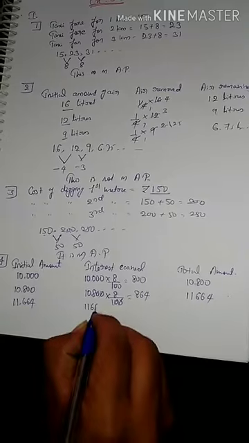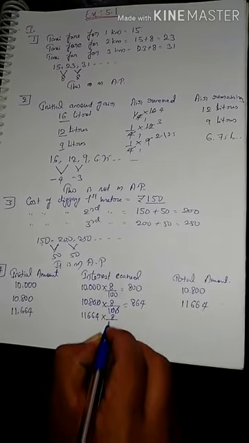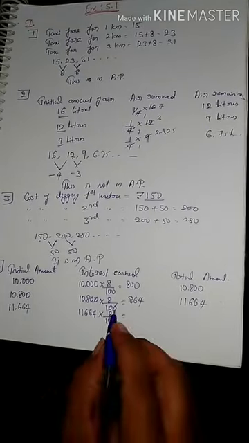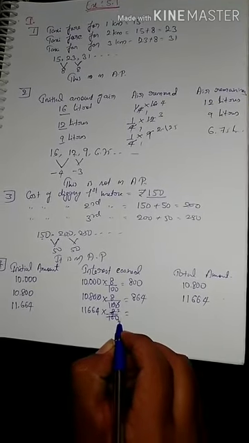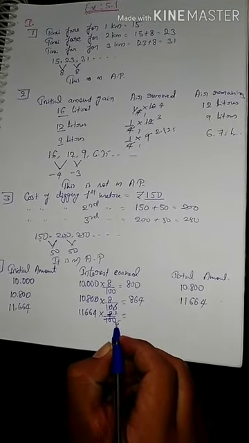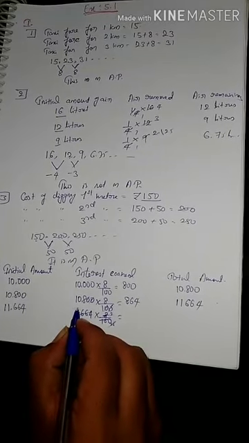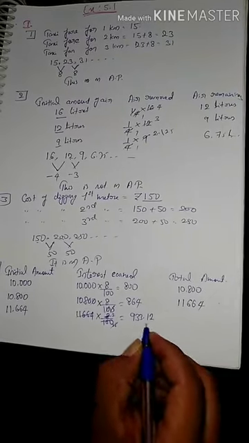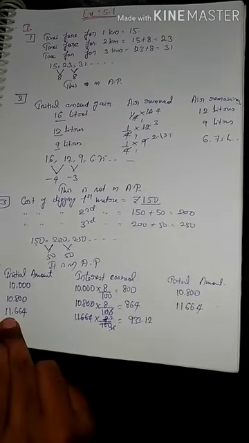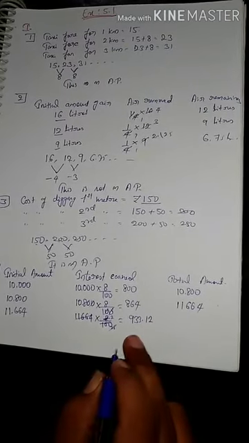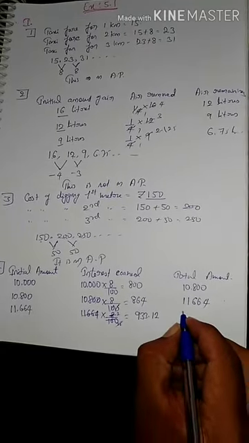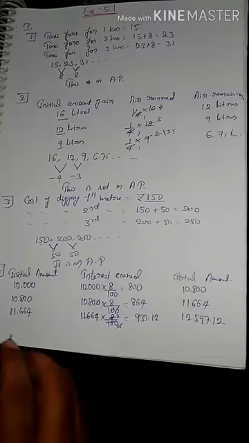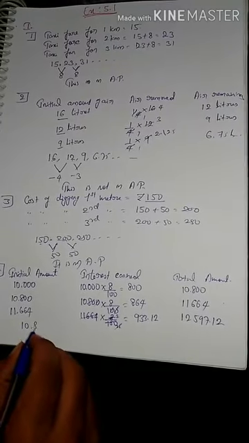So 11,664 into 8 by 100 is equal to 933.12. So 11,664 plus 933.12 becomes 12,597.12.